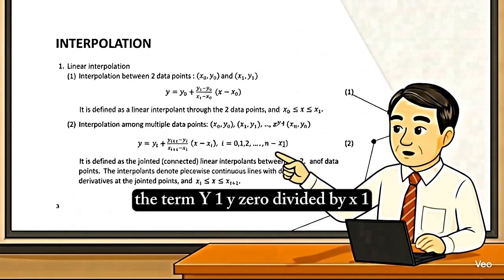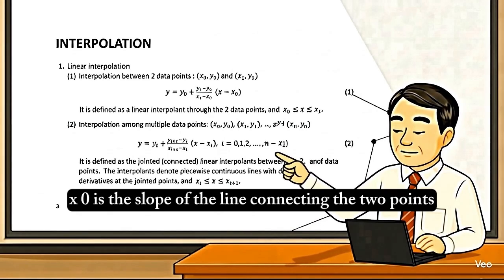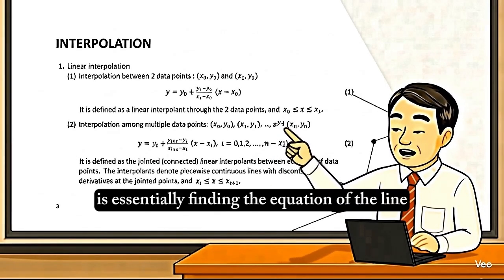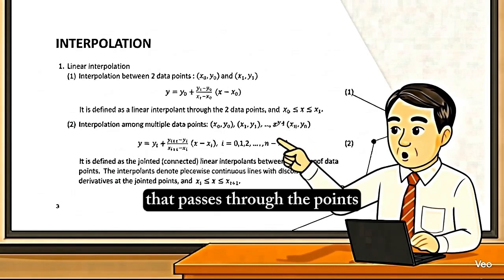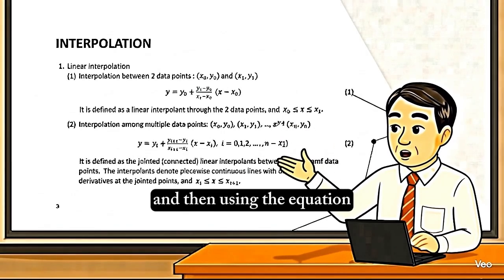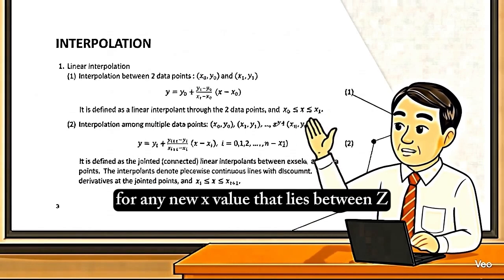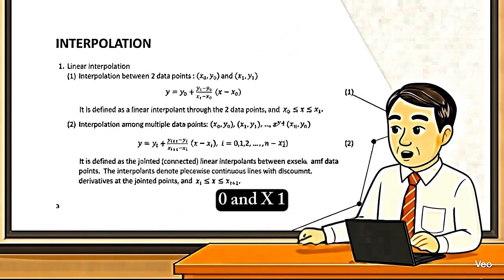The term (y1 - y0) divided by (x1 - x0) is the slope of the line connecting the two points. What we're doing here is essentially finding the equation of the line that passes through the points and then using the equation to find the corresponding y value for any new x value that lies between x0 and x1.